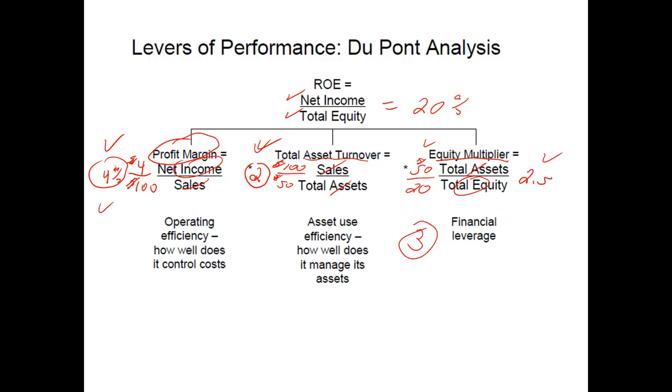Now do the math. 4% times 2 gives me 8, times 3 gives me 24%. So a company adapting its financial structure to increase their multiplier can increase the return on equity from 20 to 24%. Just an example. We can discern the levers of return on equity by using this style of analysis. This is called the DuPont analysis.